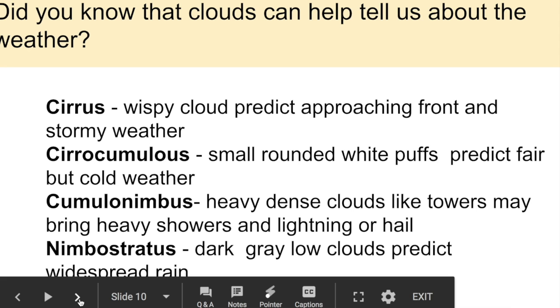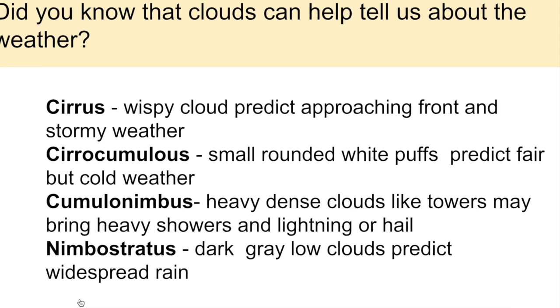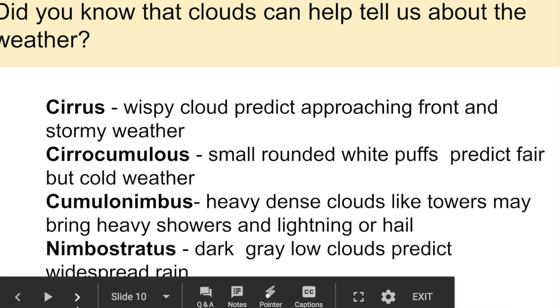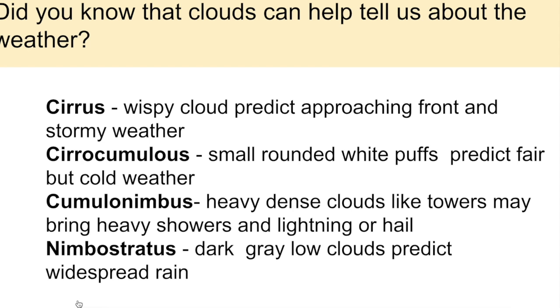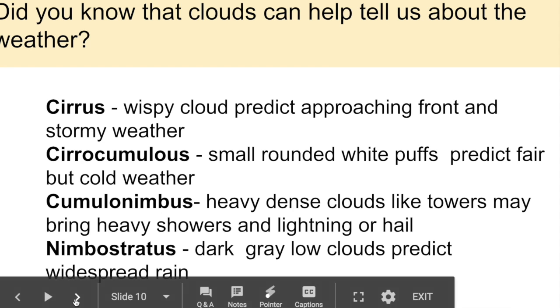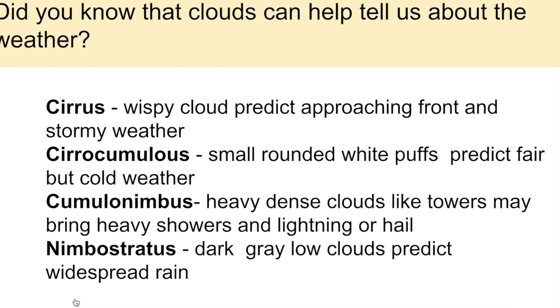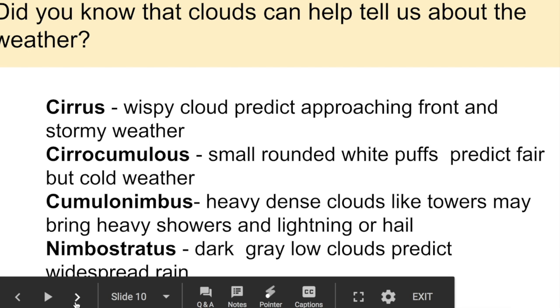Did you know that clouds can help us tell about the weather? If you see cirrus clouds, they are wispy and they predict approaching front or stormy weather. The cirrocumulus clouds are small, rounded white puffs. They predict fair but cold weather. Cumulonimbus are the heavy, dense clouds, and they look like towers. They may bring heavy showers and lightning or hail. Nimbostratus are the dark, gray, low clouds that predict widespread rain.